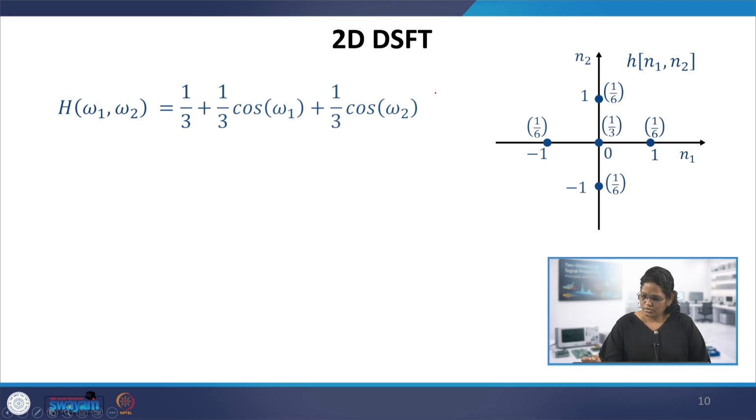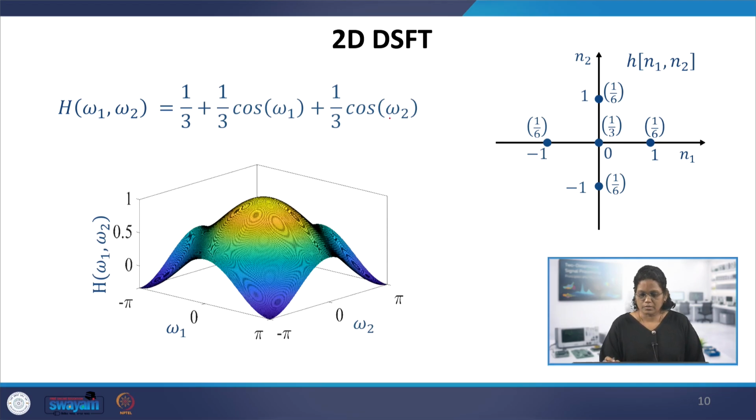So the system impulse response is this 2D sequence, h of n1 comma n2, whose frequency response is H of omega 1 omega 2, which is this. We can obtain the frequency response of this 2D sequence by using the 2D DSFT. And if you plot this, this is a plot of the sequence in the time domain.